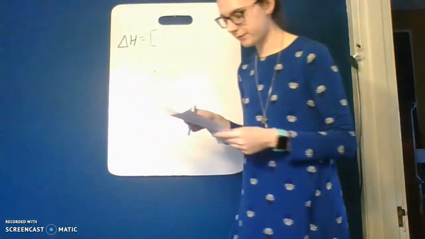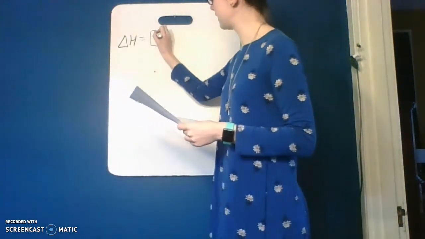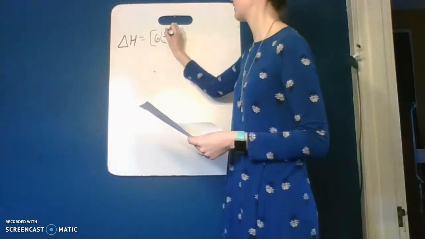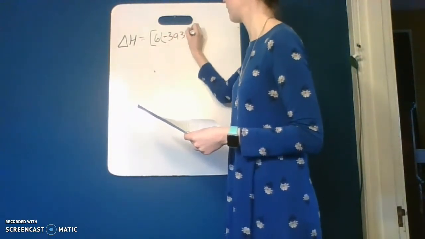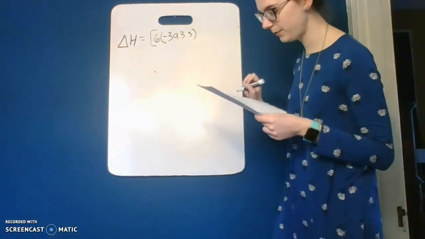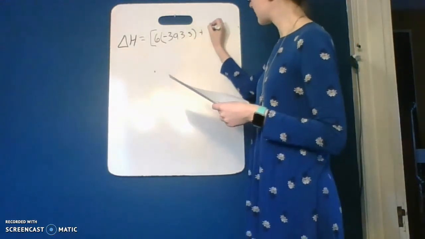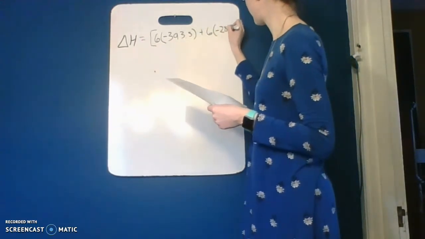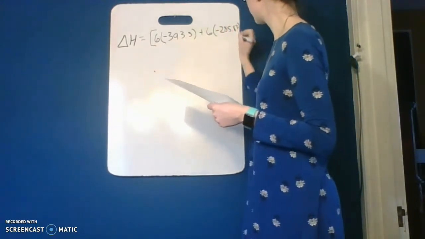This time, heat of formation for our products is going to be 6 times the delta H for CO2, which is again negative 393.5 kilojoules per mole, plus 6 times the heat of formation of water, which is negative 285.83 kilojoules per mole.